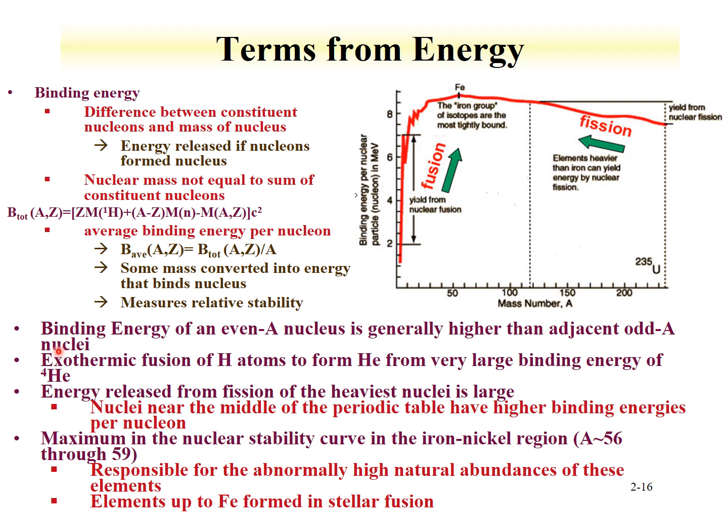So one of the trends that's observed is that the binding energy of an even A nucleus is generally higher than the adjacent odd A nuclei. And if we think about this, even nuclei dominate, and they tend to have the most stable configurations.